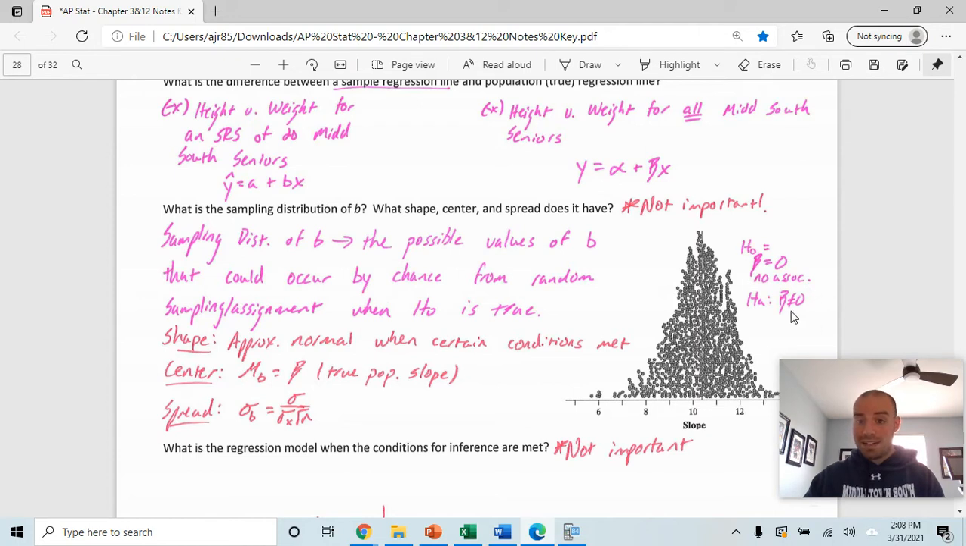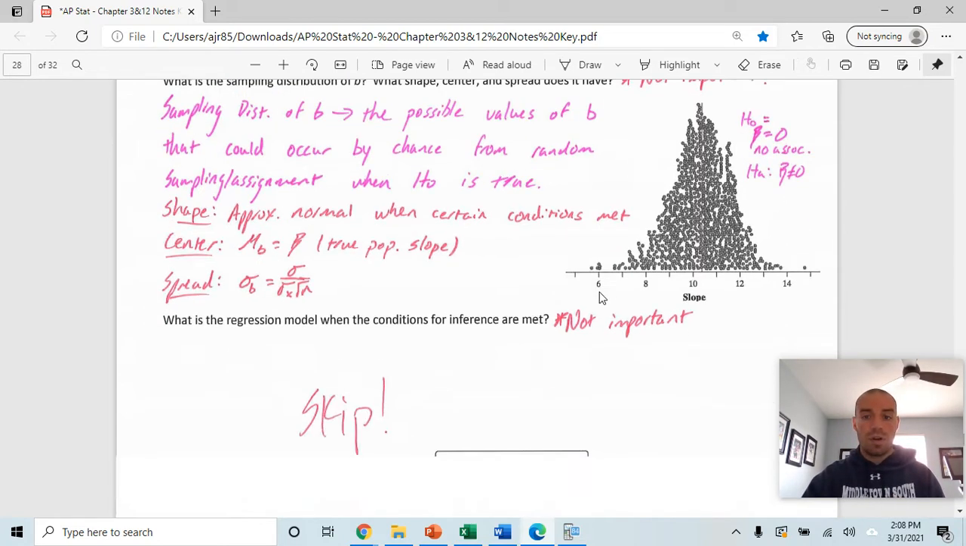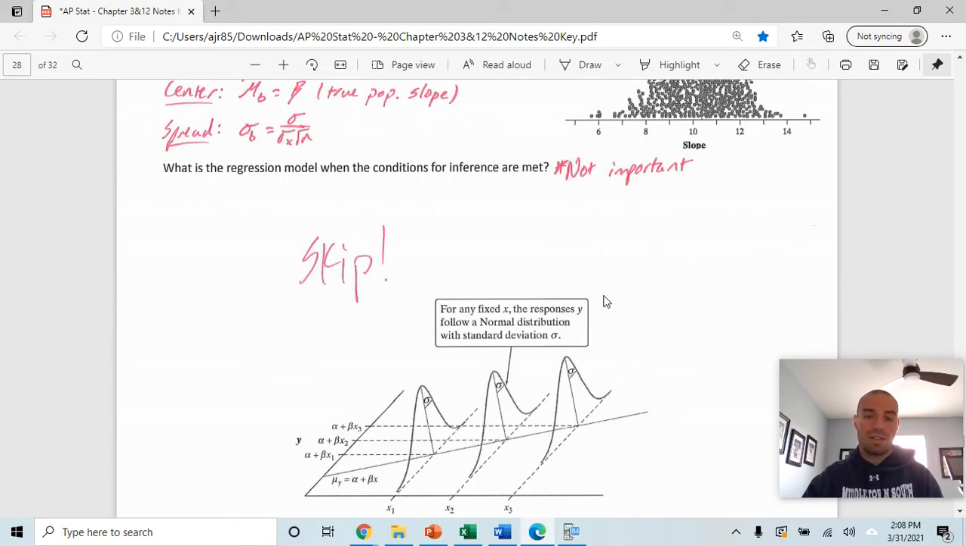You have some hypotheses that I've written here that would correspond with that. And that would be that B, your slope, is equal to 0, meaning that there's no association. Remember, 0 slope would be a horizontal line. And then your alternative would be B is not equal to 0, meaning that the slope is not equal to 0, and there is some association between your variables. So that kind of gives you an overview of the foundation of this section.